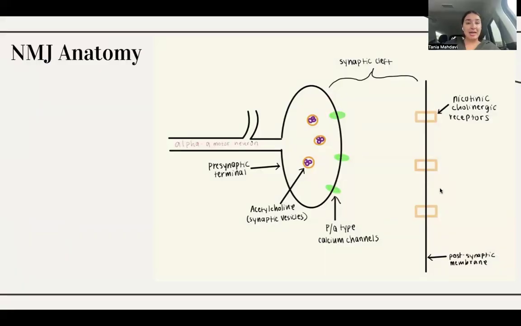Now to just summarize the anatomy of the neuromuscular junction, there's a presynaptic terminal, a synaptic cleft, and a postsynaptic membrane. The presynaptic terminal of the motor neuron contains the acetylcholine synaptic vesicles and the calcium P/Q-type channels. The synaptic cleft is the space between a neuron and a muscle fiber. And then lastly, the postsynaptic membrane is the end plate of the muscle fiber and contains the nicotinic cholinergic receptors.